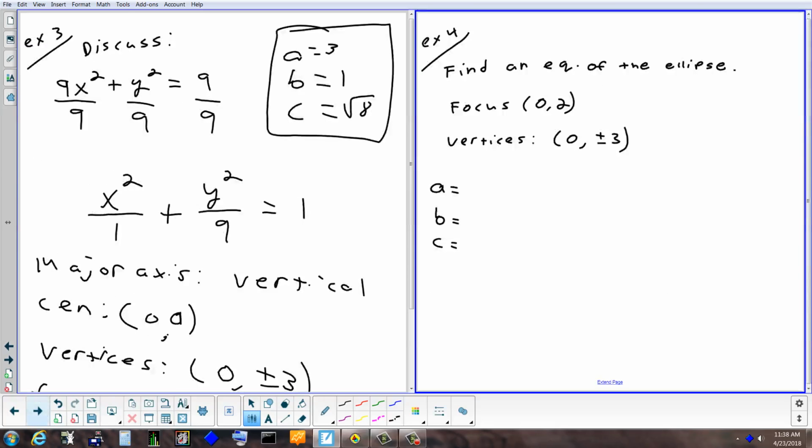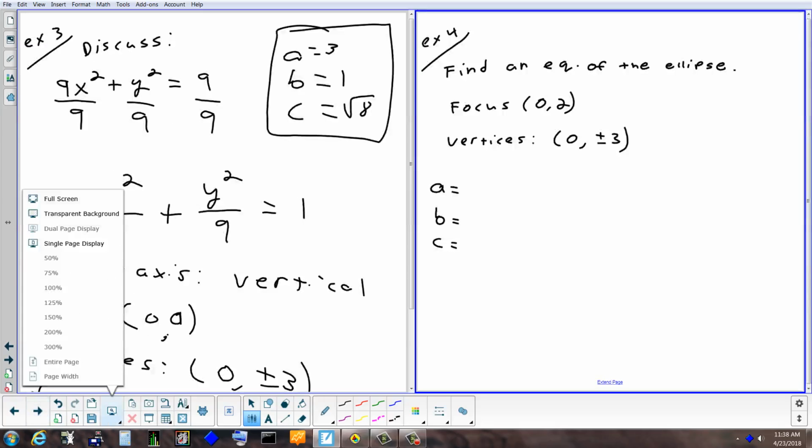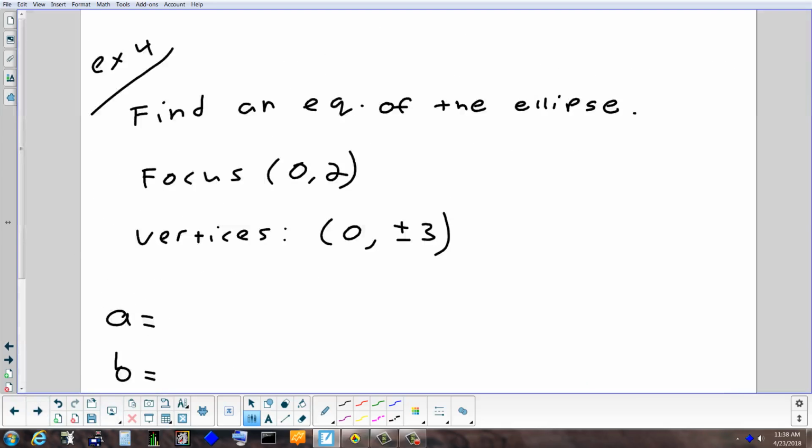Okay, so take a second and see if you can work on that on your own. If you get stuck, we'll go over it. But see if you can find the equation where the focus is at 0, 2, and the vertices are at 0, plus or minus 3.